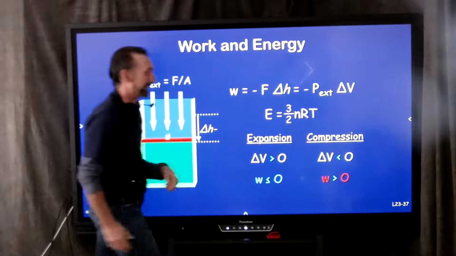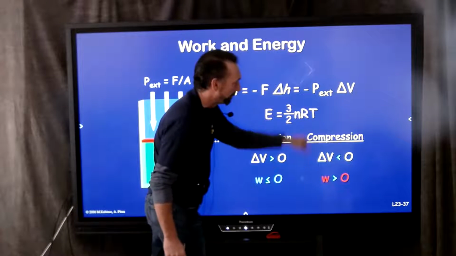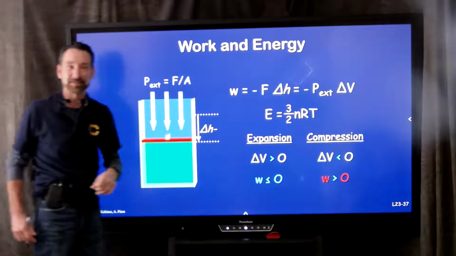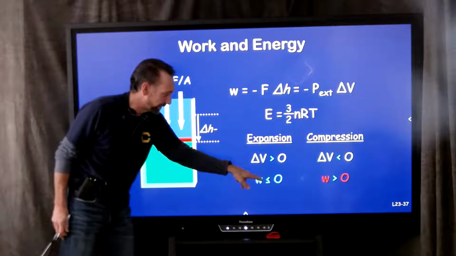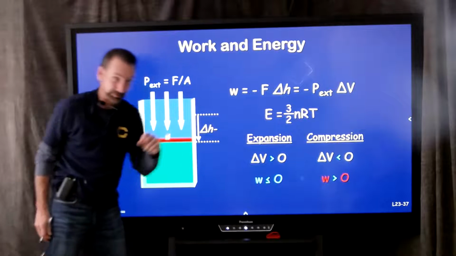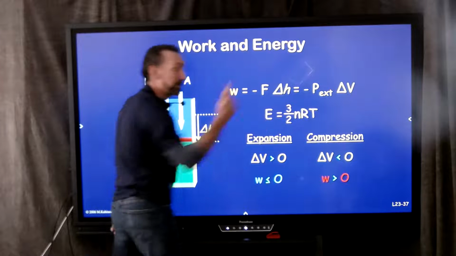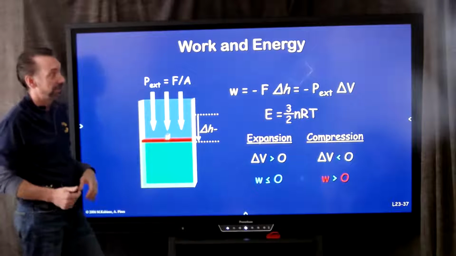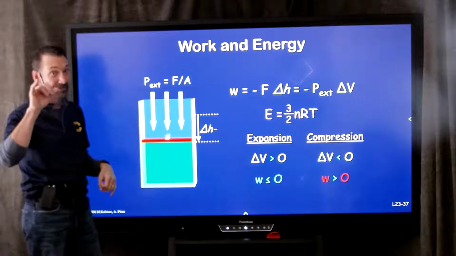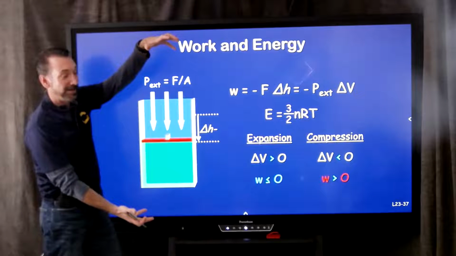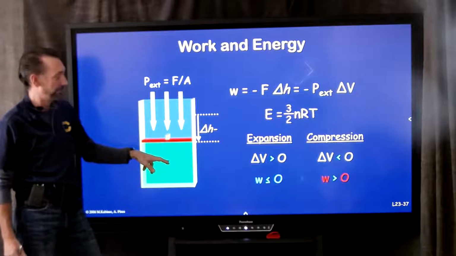I can also compress a gas. If I compress a gas, delta V is negative, and therefore the work has to be positive because of that sign. Notice there's an equal sign if I expand. Work can be less than or equal to 0, because when I expand, I could expand against 0 pressure. So if the external pressure is 0, then I can change my volume for free. We kind of saw this in the condensation. We're able to get a free compression because we changed the amount of particles in the system.